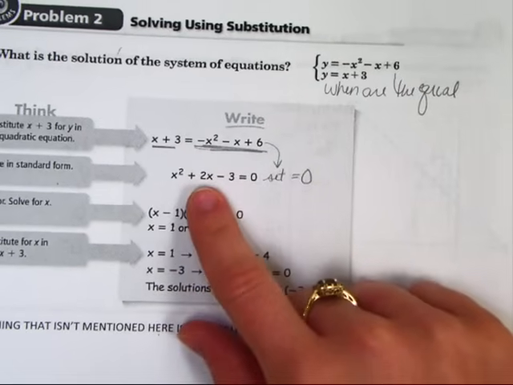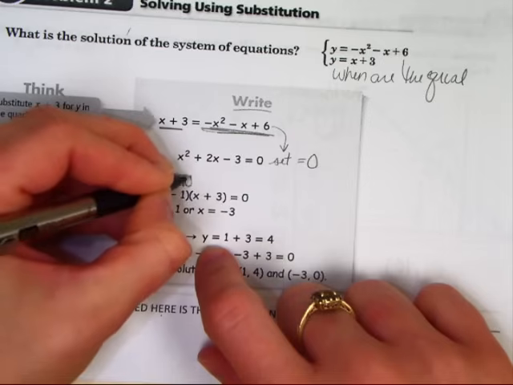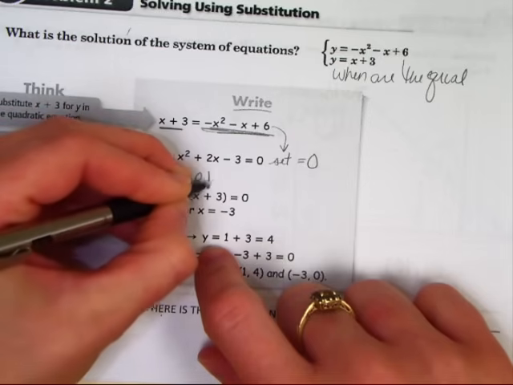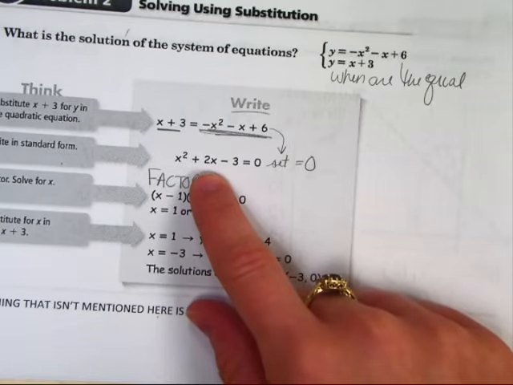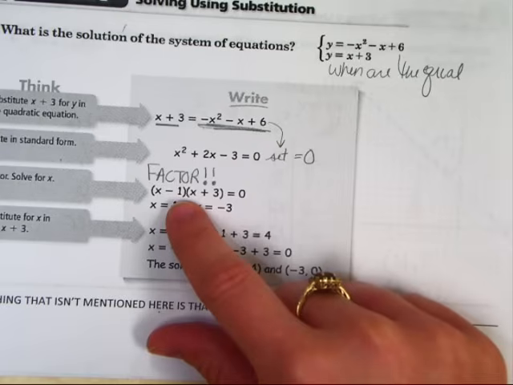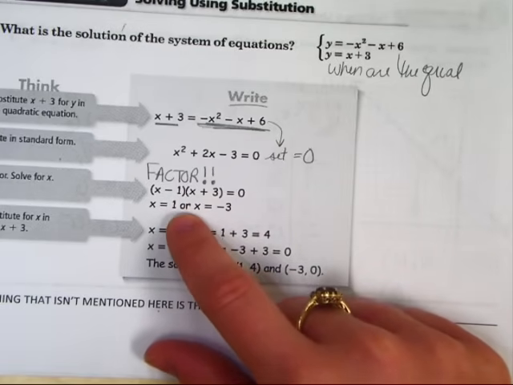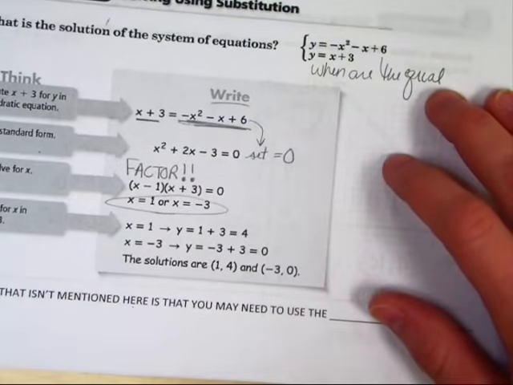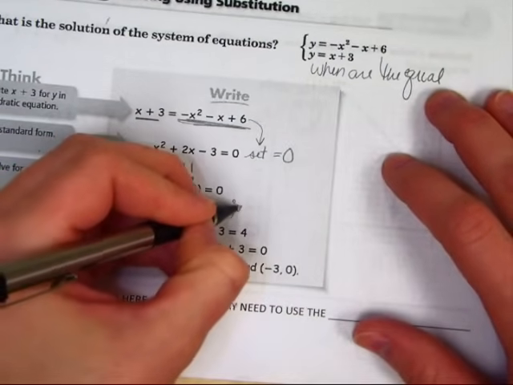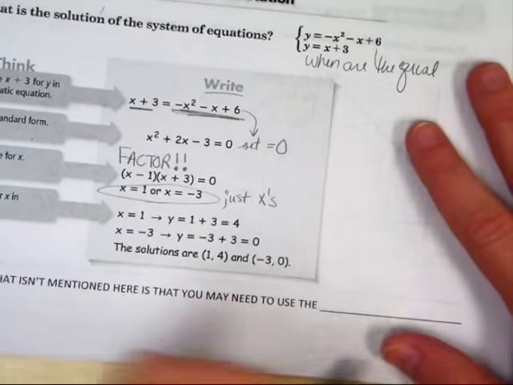Now once you have something set equal to 0, you're going to see if you can factor. If you can factor this trinomial, factor it. X squared plus 2x minus 3 does factor into x minus 1 and x plus 3. Then you set each one equal to 0, and you get your two answers of 1 and negative 3. Now realize these are just the x's. We still need to find the y's.